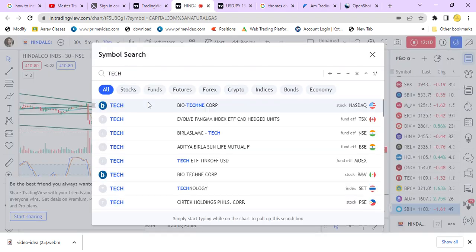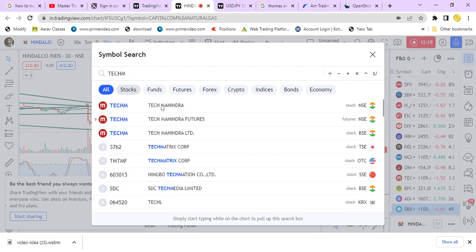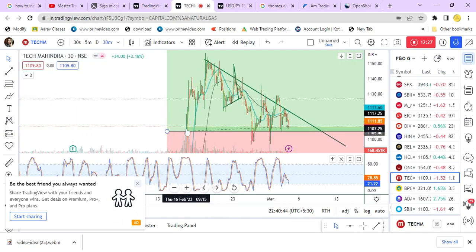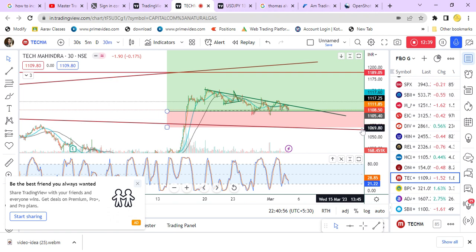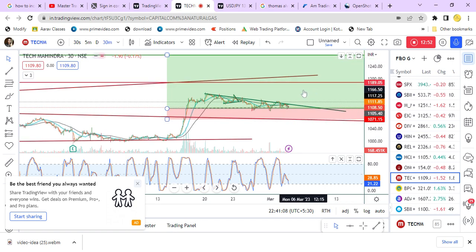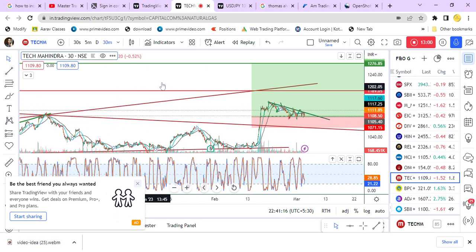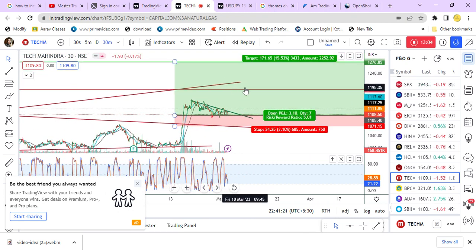Tech Mahindra, NSE stock. So here I gave a call once the breakout happened from the trend line, that is 1107 somewhere. I gave a call with the stop loss of 1070, entry 1116, and with the target of 1278. So what is the risk to reward ratio? Risk to reward ratio is 1 is to 5, I think so. Let me check. Yeah, 1 is to 5.